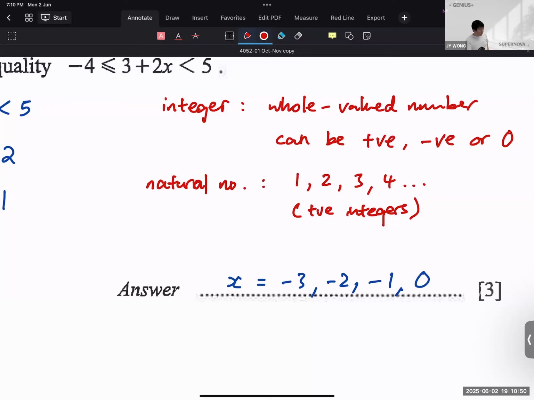So don't confuse these two things. That whole number includes 0. So that's why it's sometimes a little bit confusing. You learn whole number in primary school. Whole number starts from 0. So whole number is your positive integers and 0. Okay, that's why in primary school, when you learn whole numbers, you learn 0.